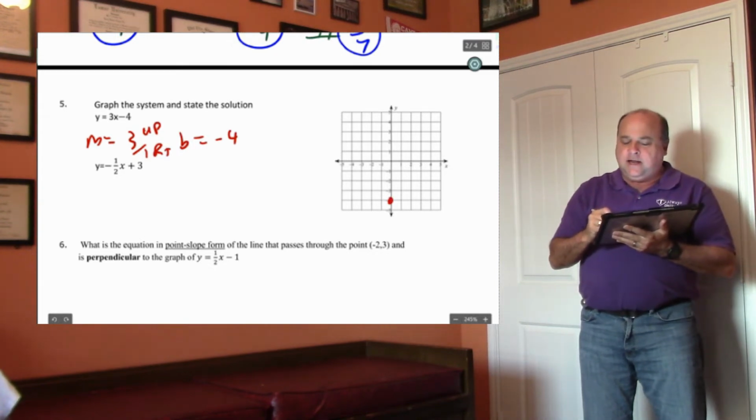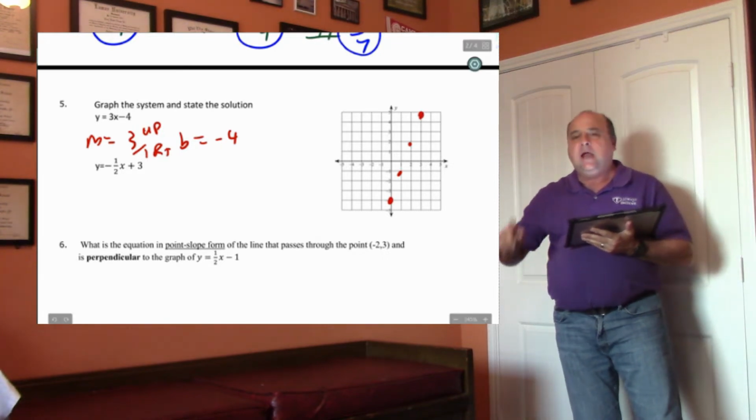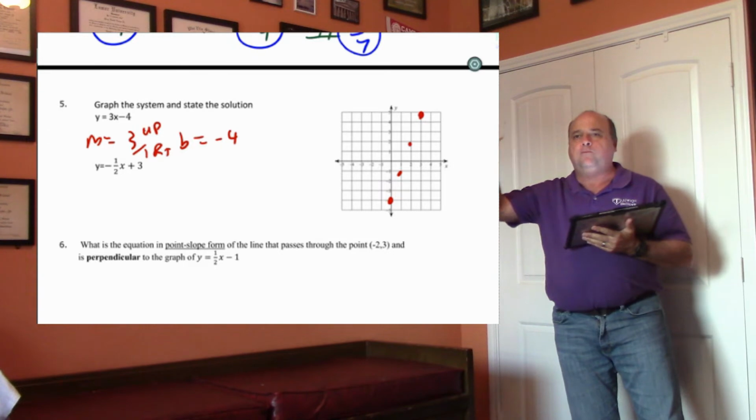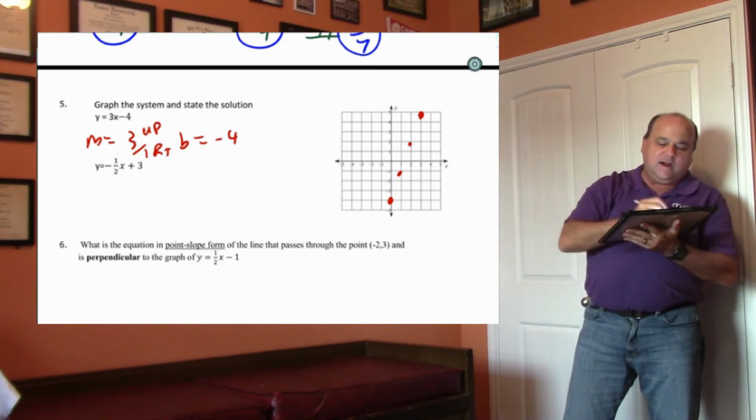So I'm going to put a dot at negative 4, and I'm going to go up 3 over 1, up 3. I could do that 3 more times. Every time I go left to right, I'm going up 3 over 1. Just count the spaces. Not hard. Let's graph the next line.